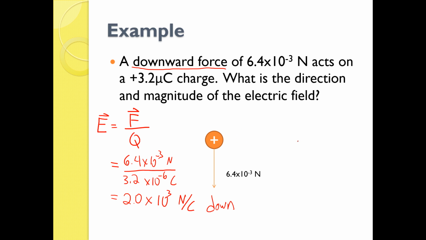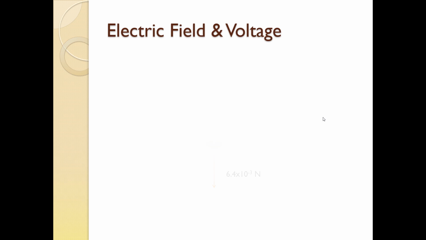If this were a negative charge and it was feeling a downward force of 6.4 times 10 to the negative 3 newtons, the electric field would actually be going up this way, because the negative charge moves in the opposite direction of a positive charge, so the electric field goes in the opposite direction that this force is acting in. Okay. All right. Okay, example.